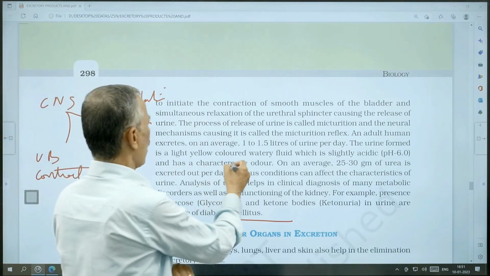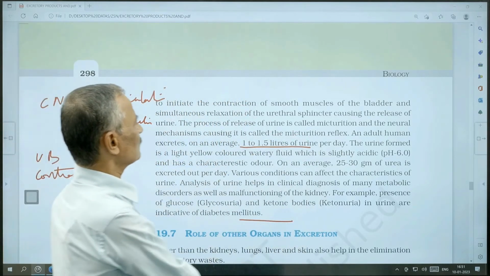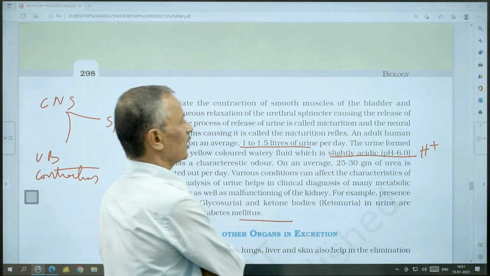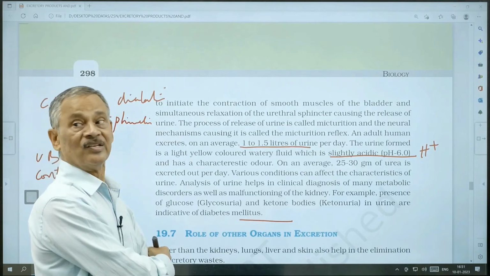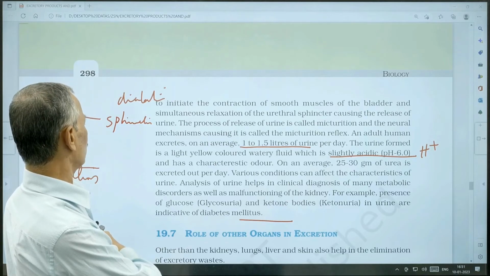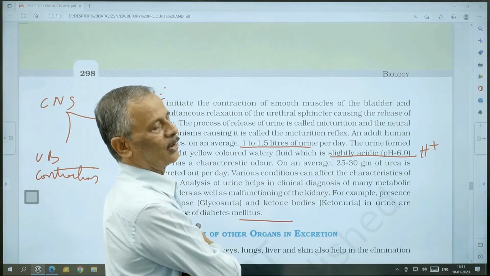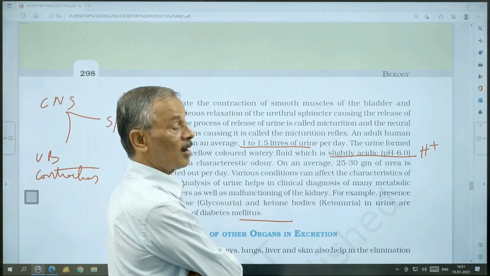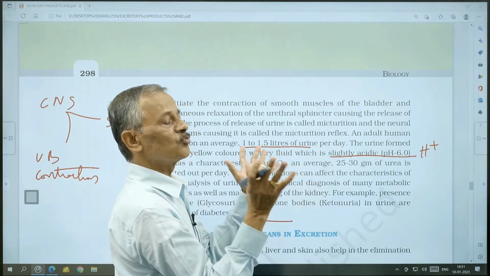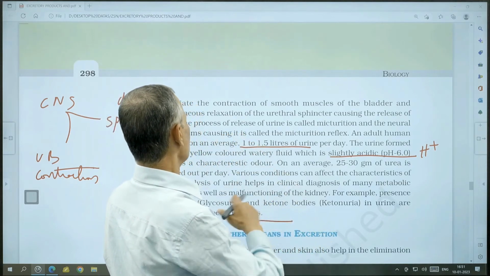We will be sending out 1 to 1.5 liters of urine per day, and that urine is slightly acidic. Why? Because we are releasing hydrogen ions at the DCT. So, urine is slightly acidic in pH, around 6.0. It has a characteristic odor because of the urinoid crystals, which become split up into ammonia, releasing ammonia. That is why urinals smell. They have a pungent smell when not properly washed and cleaned.